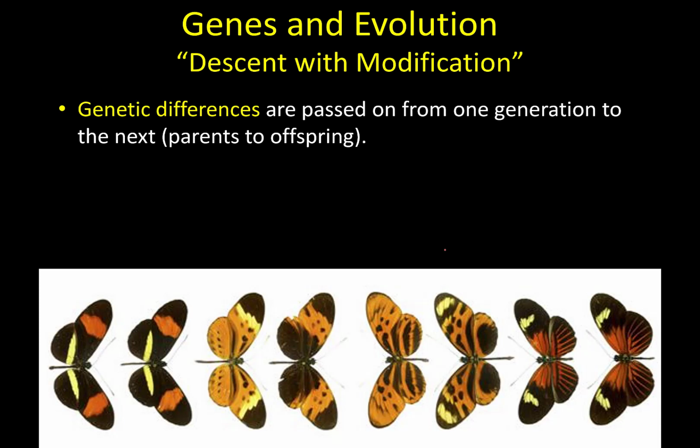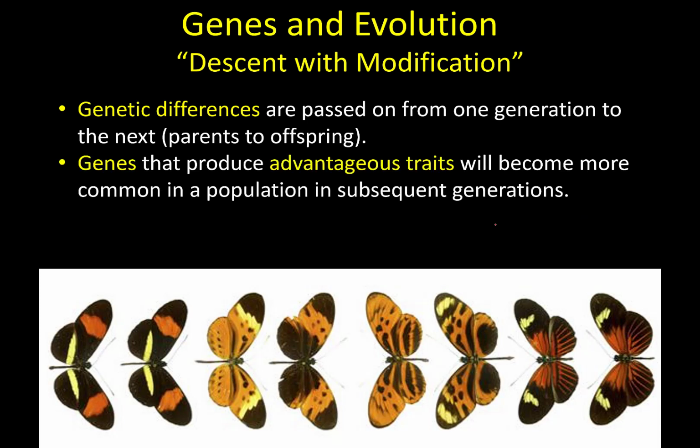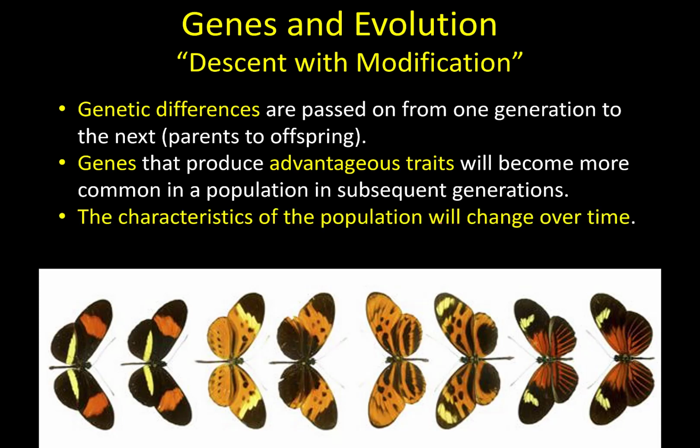The way that we can explain our definition of evolution using genetics is to say that genetic differences are passed on from one generation to the next, parents to offspring. This is that heritable variation component. One of the major aspects of evolution is that genes that specifically produce advantageous traits or traits that help you survive, they're going to become more common in a population in subsequent generations. The reason is individuals who have those genes will have an easier time surviving and reproducing, and they'll pass those good survivor genes onto their own offspring, who in turn will have an easier time surviving and reproducing. This is going to cause the characteristics of the population to change over time.